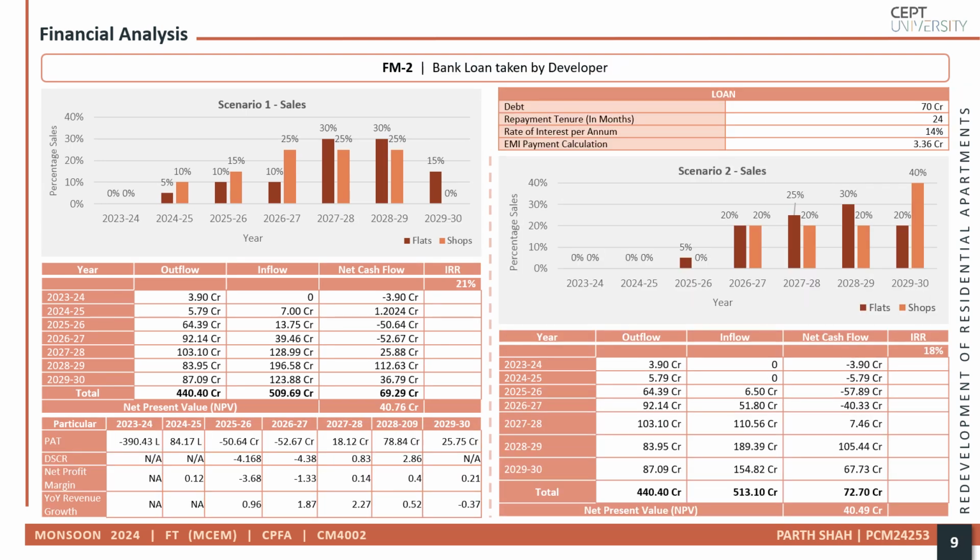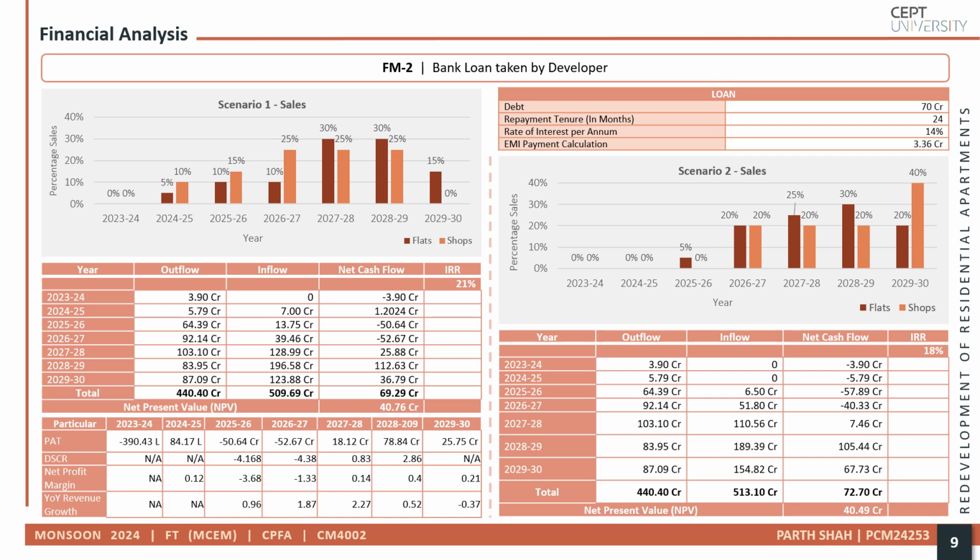Moving on to Financial Model 2, a bank loan of 70 crore was considered to test the project's economic feasibility. A repayment tenure was set at 24 months with an interest rate of 14%, resulting in an EMI of 3.36 crores. A moratorium period was also factored in, during which the developer is required to pay only the interest, and once the profits are generated, the loan repayment begins.